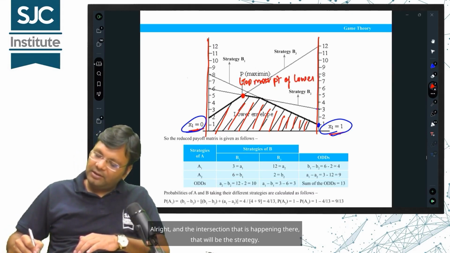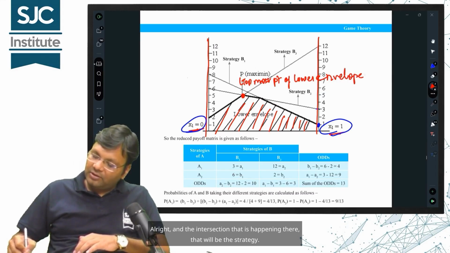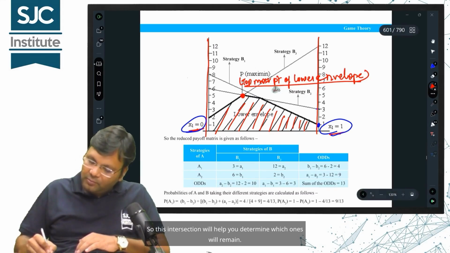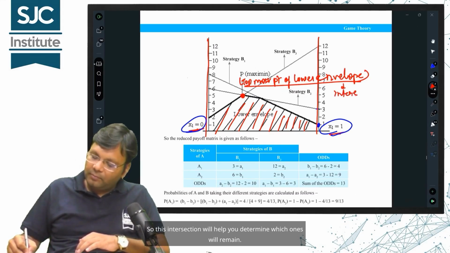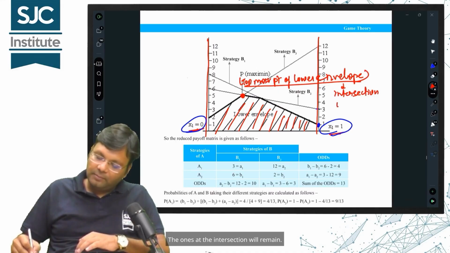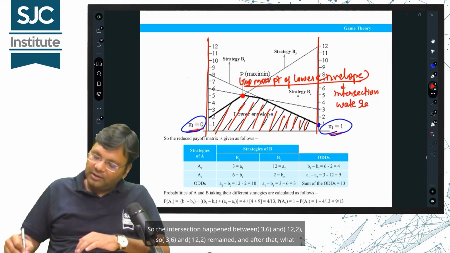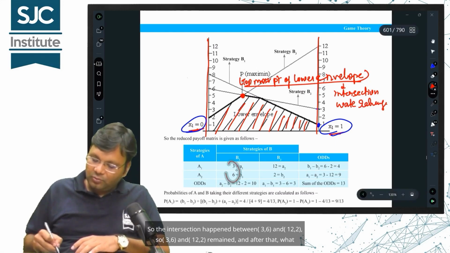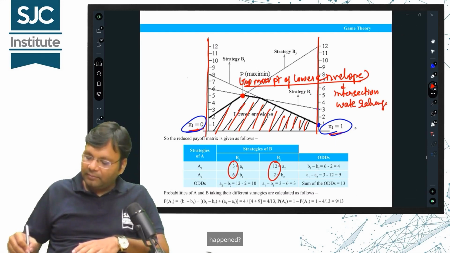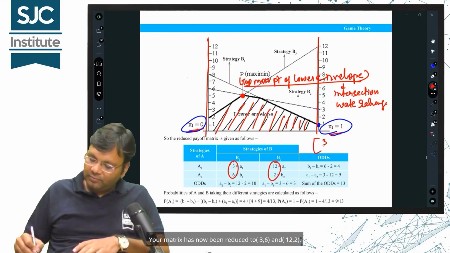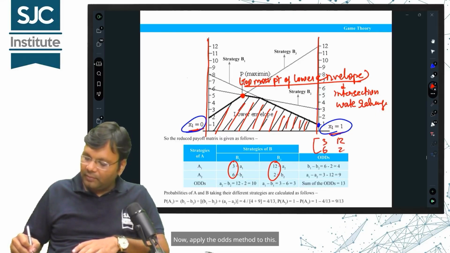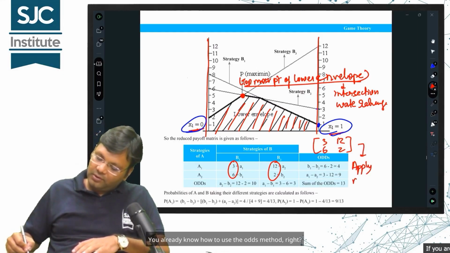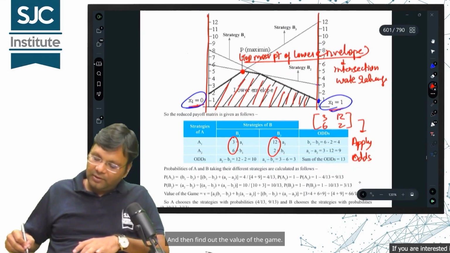The strategies whose lines intersect there will remain. The rest will be eliminated. So this intersection will help you determine which ones will remain. The intersection happened between 3, 6 and 12, 2. So 3, 6 and 12, 2 remained, and your matrix has now been reduced to 3, 6 and 12, 2. Now apply the odds method to this. You already know how to use the odds method, right? And then find out the value of the game.